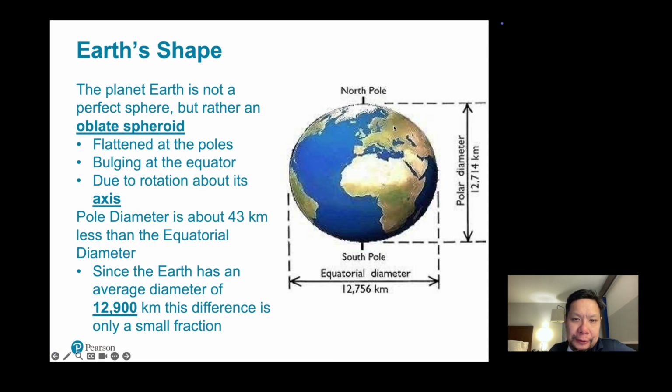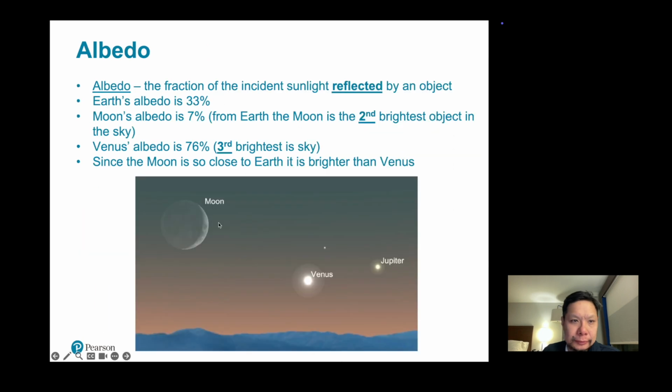Interestingly enough, we always thought the Earth was a perfect circle. It's actually an oblate spheroid, which is just a big word for a squashed sphere, kind of like a football, right? Because if you were to measure the distance from the North Pole to the South Pole, it's actually 12,714 kilometers. But if you measure from one side of the equator to the other side of the equator, it's actually 12,756 kilometers. So yeah, the Earth is not exactly the same up and down as it is left and right. So we call that being an oblate spheroid. So what is albedo?